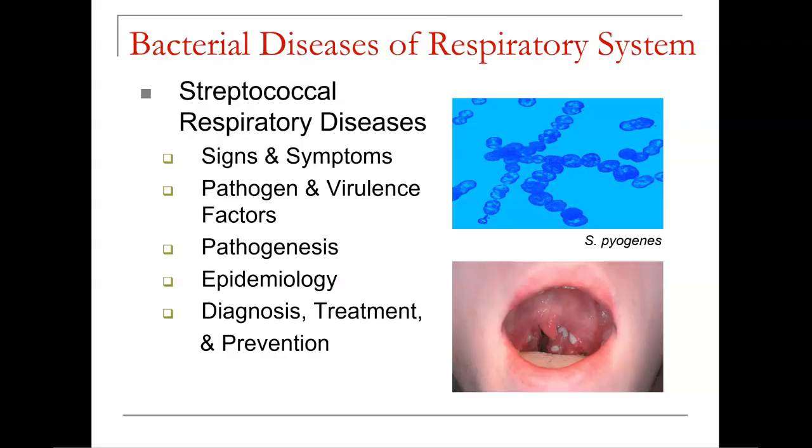Diagnosis, treatment, and prevention. So with diagnosis, it's often going to be confused with viral pharyngitis. That's inflammation of the pharynx, which is considered the throat. Treatment is going to be an antimicrobial drug, so it could be anything from penicillin, erythromycin, or cephalosporin. Prevention: sick individuals are going to be contagious and should stay at home. Also, wash your hands well.